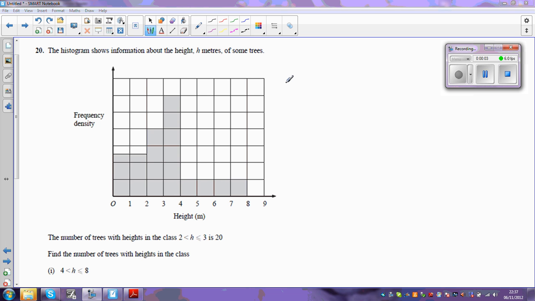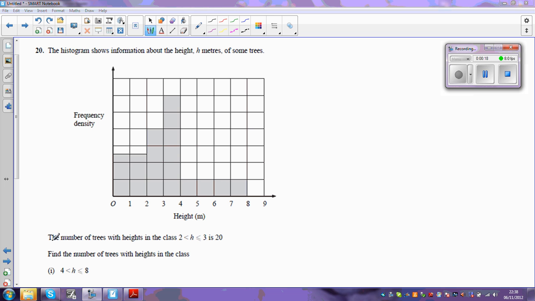In a histogram, we have to remember that it's the area of each rectangle that corresponds to the frequency, or that tells you the frequency. So let's have a look at what this histogram is telling us. In this histogram, we've got frequency density up the side, but we haven't got a scale, so that doesn't really help us at all.